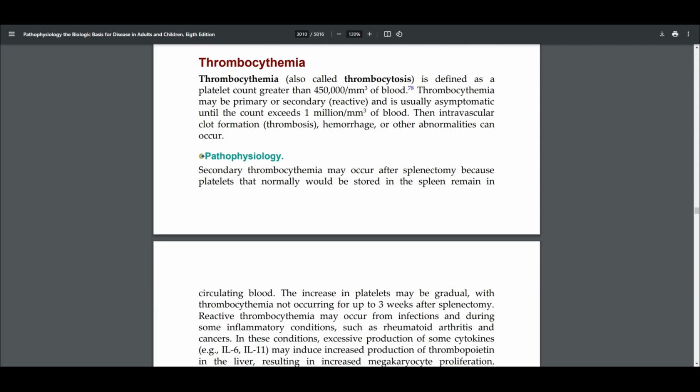Thrombocytopenia. Thrombocytopenia is defined as, that's a lie, I'm not even reading thrombocytopenia. It's thrombocythemia. Thrombocythemia is defined as a platelet count greater than 450,000 per microliter of blood. Thrombocythemia may be primary or secondary and is usually asymptomatic until the count exceeds 1 million. Then clot formation, hemorrhage, and other abnormalities can occur.